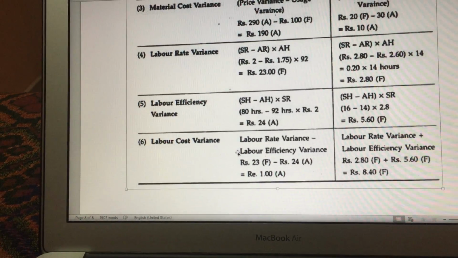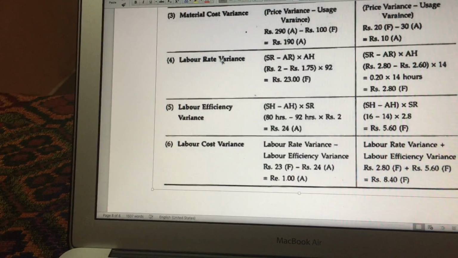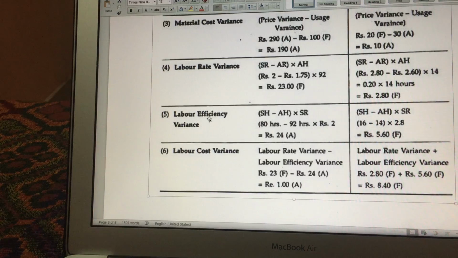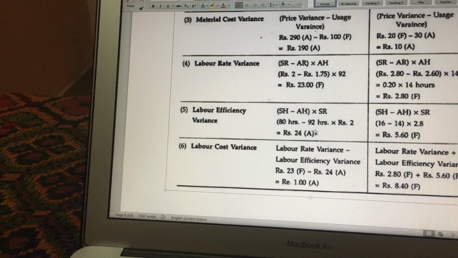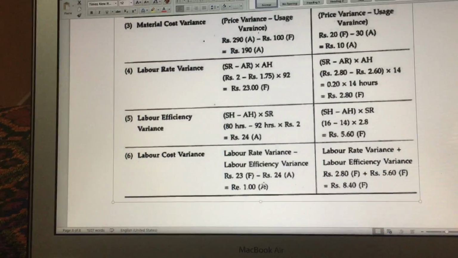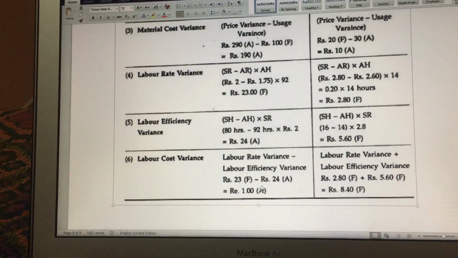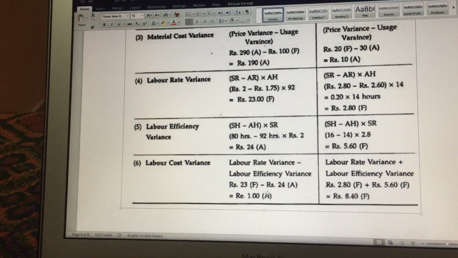And in the last section, we have to calculate labor cost variance. The formula is very simple: labor rate variance minus labor efficiency variance, meaning 23 favorable minus 24 adverse will give you 1 adverse. So similarly, you have to solve the numerical for standard costing concerning material variance and labor variance.